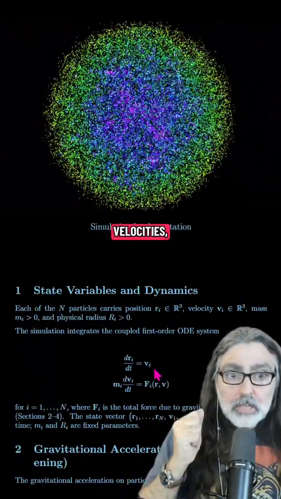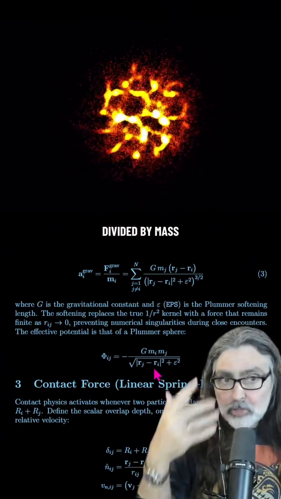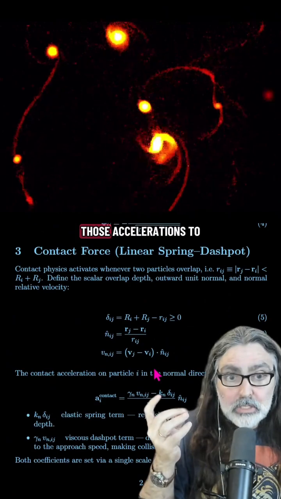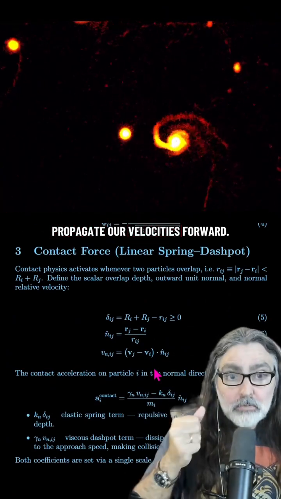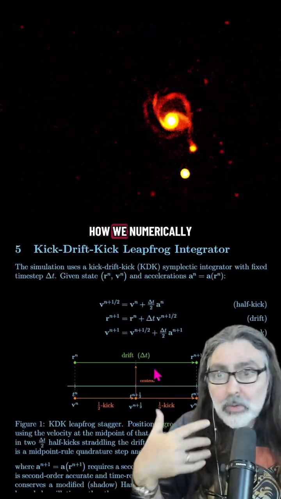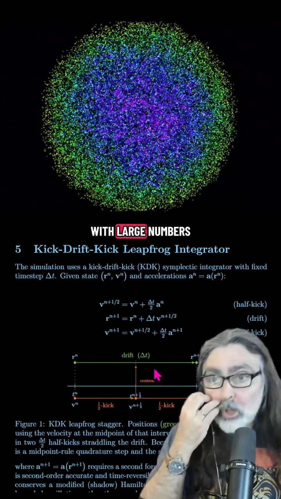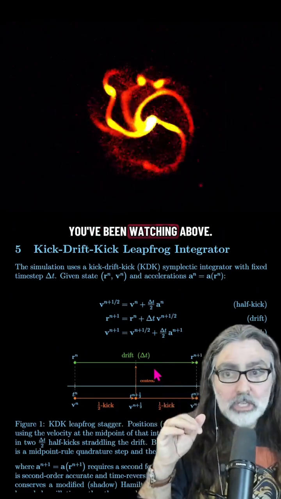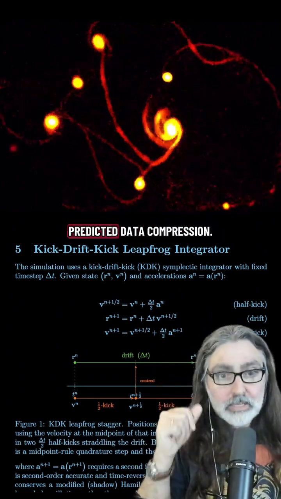We have positions, velocities, we calculate forces, divide those by mass to get accelerations. Once we have all of the accelerations, we can take those accelerations to propagate our velocities forward, and we can use those velocities to propagate our positions forward. And this is how we numerically simulate a system with large numbers of particles. There's about 35,000 in the simulations you've been watching above. Physics is basically predictive data compression.